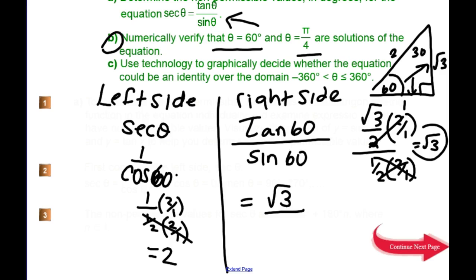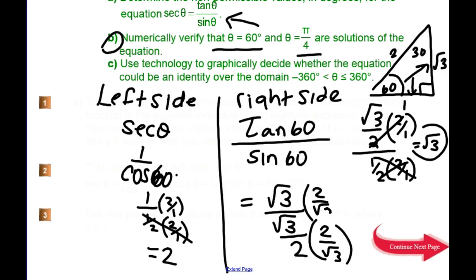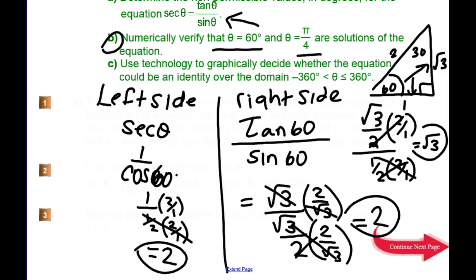But if I was using the special triangle at 60, sine is opposite over hypotenuse. So it would be root 3 over 2. And I have fractions over fractions, so I'm going to flip and multiply. So these will all be gone, and I can cross those off, and I'm left with just 2. So this side equals 2, this side equals 2. So we know that 60 degrees is a solution to this equation.